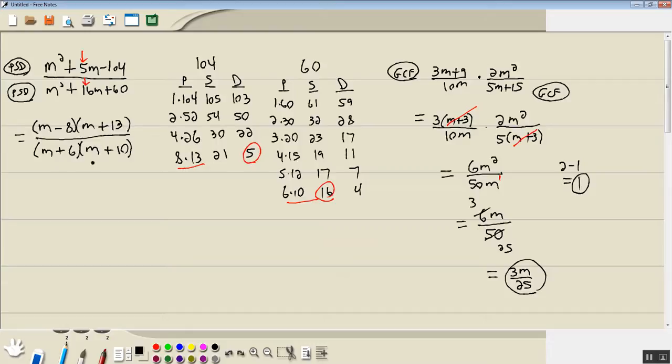M squared, 16m, 60. Nothing cancels, so it's a simplified form, which I thought you marked and got wrong. I'll double check that, but if you did mark that it can't be simplified, then it should be marked as correct. But that's how you work those problems.